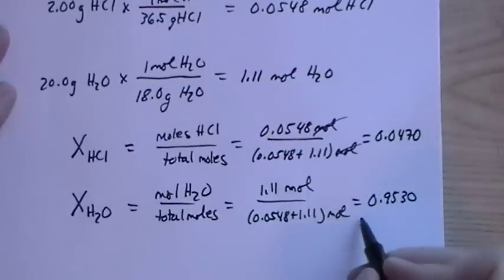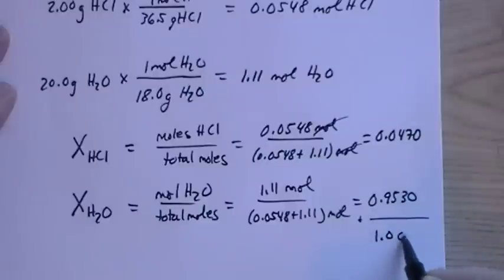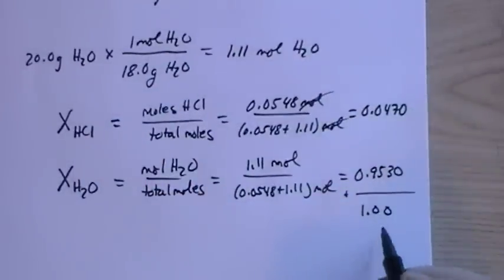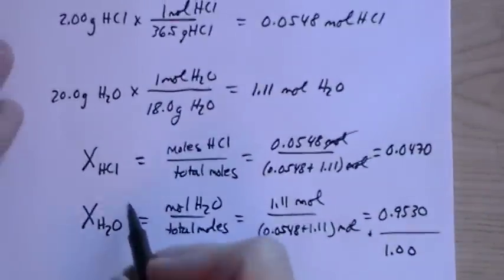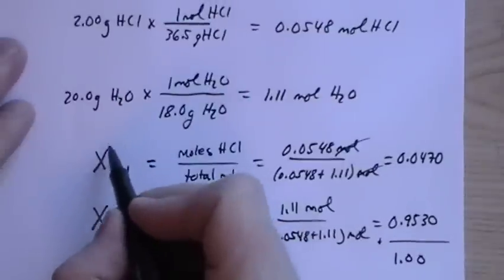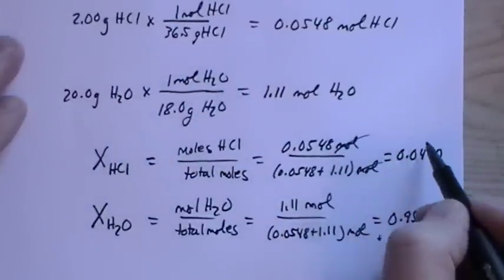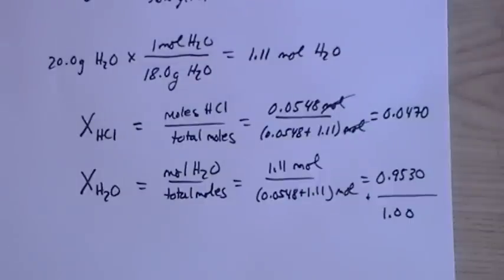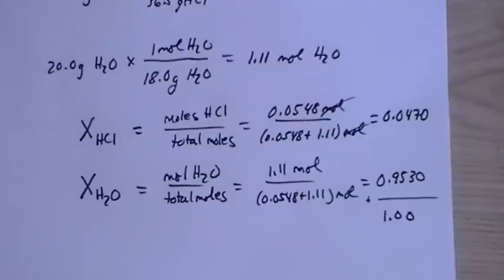0.9530. And if you add these up, they equal 1, and they have to. So if there's only 2 species and you add these up, it has to equal 1. If there's 2 solutes, let's say we also had HBr in here, then it would have a mole fraction, and all of them would add up to 1. So no matter how many species you have in the solution, they have to add up to 1. Okay, so that is the mole fraction.